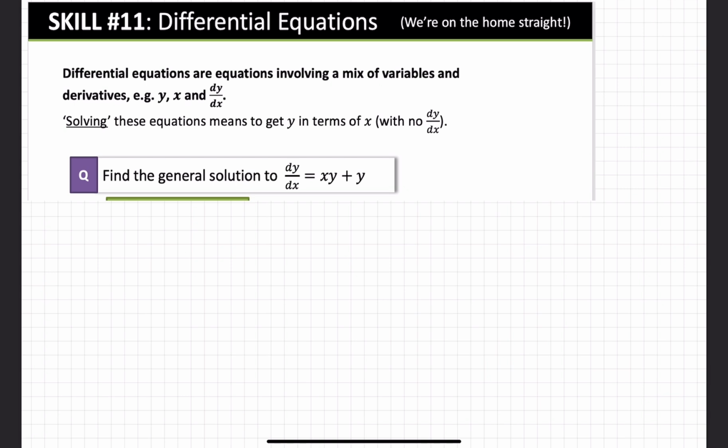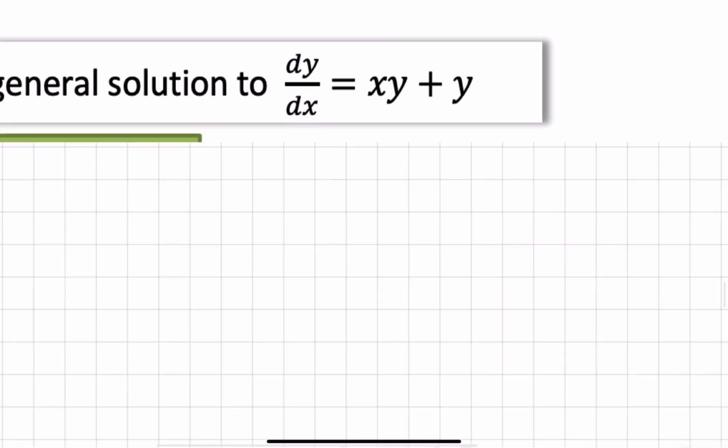Equations, right? So, differential equations are equations involving a mix of variables and derivatives, so y, x and dy over dx. Solving these means getting y in terms of x with no dy over dx. Okay, so let's have a look. We want to solve this.